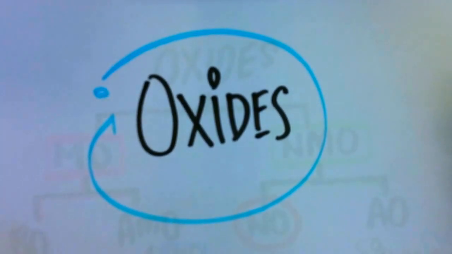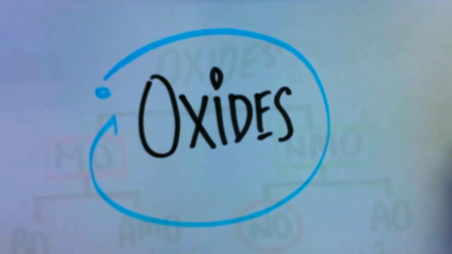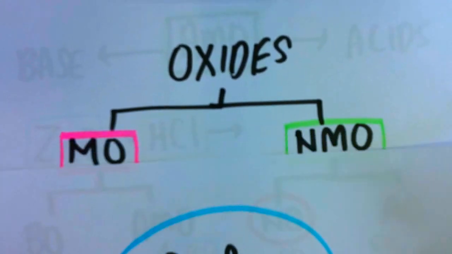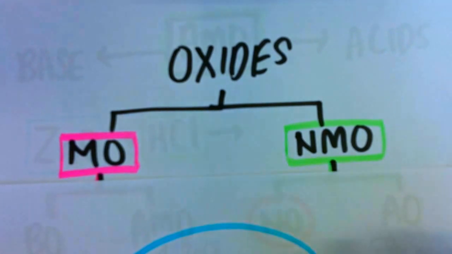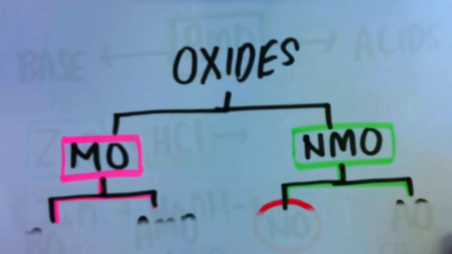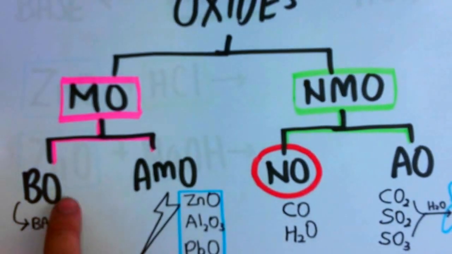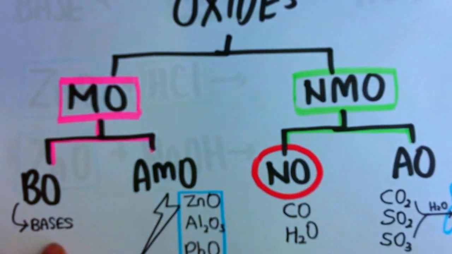Okay, the next video is a lesson on oxides. So basically, what are oxides? An oxide can be divided into two categories, a metal oxide and a non-metal oxide. Metal oxides are basic oxides, MO, and they form bases. They are also commonly known as bases.